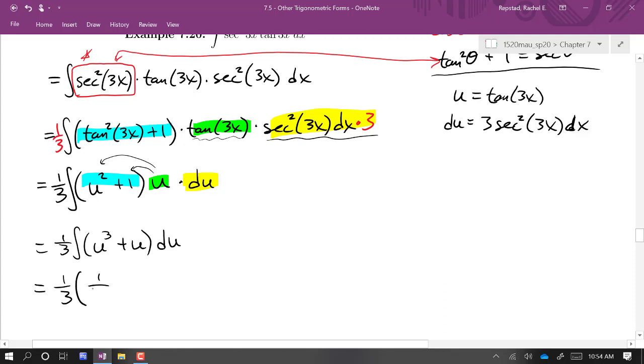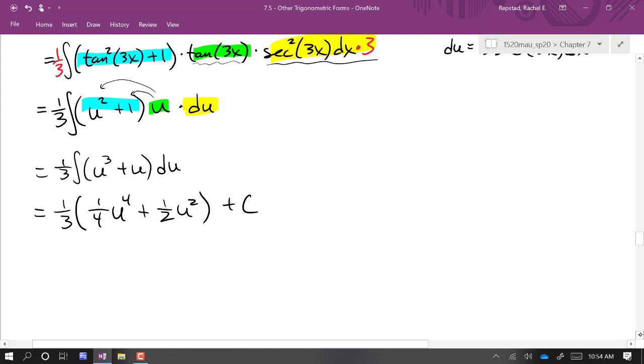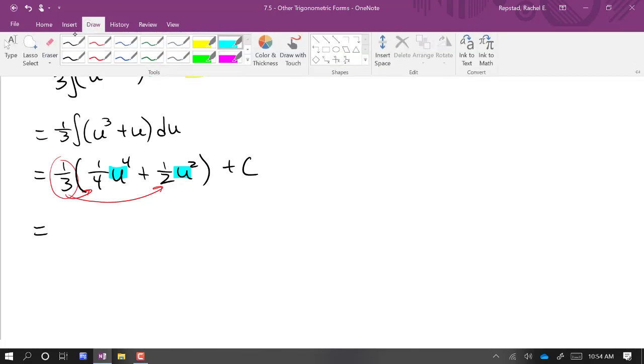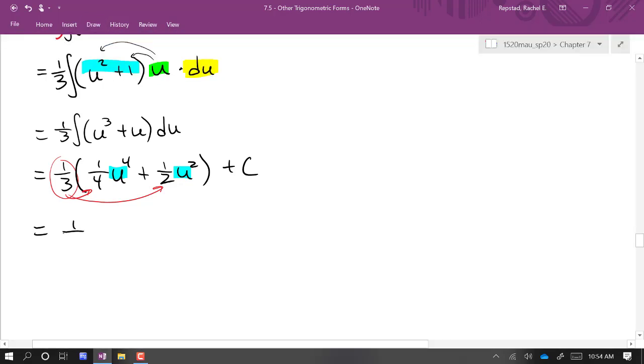Using the power rule here, I get 1/4 u to the 4th plus 1/2 u squared, and then plus a constant. I'm going to do two things. I'm going to take this factor of 1/3 and distribute, and at the same time, I'm going to substitute tan of 3x back in for u. So we get 1/12 tan to the 4th of 3x plus 1/6 tan squared 3x plus a constant.